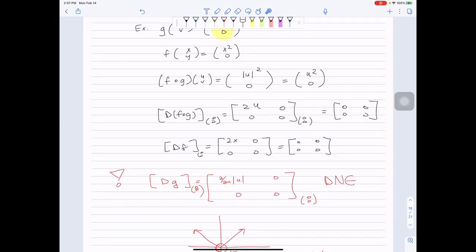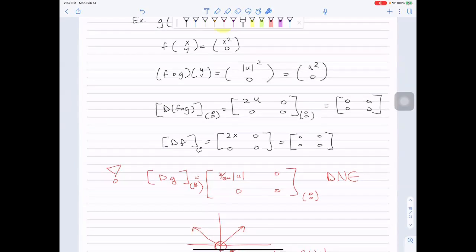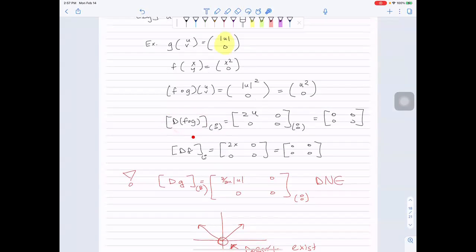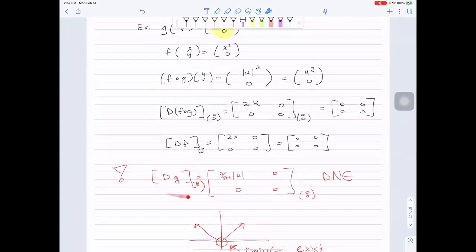So what are the implications of that? Does that mean that our combination of the derivatives is valid? The derivative of the composition still works. It's just that you can't find the derivative of g. Okay, any other questions?